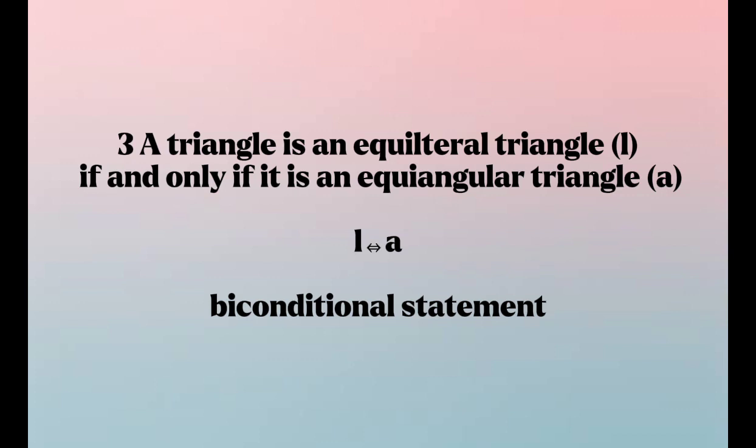So for number 3, a triangle is an equilateral triangle if and only if it is an equiangular triangle. So for this sentence, we have a triangle is an equilateral triangle as the letter L, and if and only if an equiangular triangle as the letter A. Now, we can say that this is a biconditional because we can see that this has a if and only if, which is the connective of biconditional. So, we write L, then put the symbol of biconditional and then the letter A.